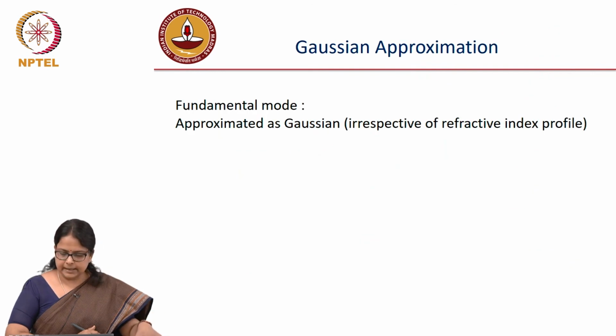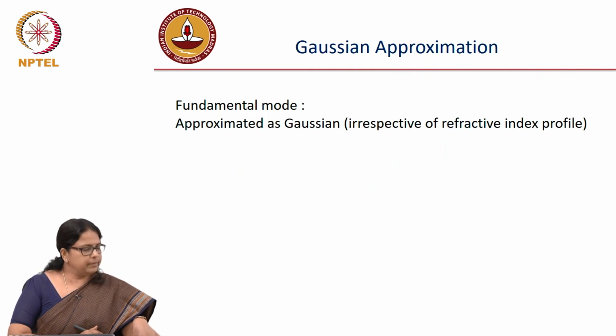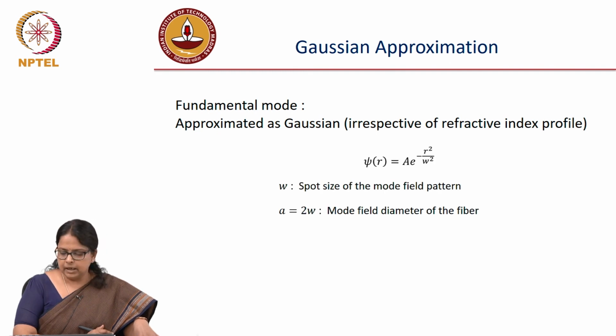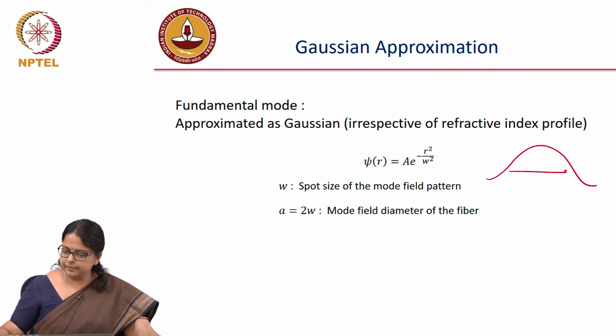Okay. One last thing is that in the course we will be talking about the fundamental mode, and even though it is represented by a Bessel function, for all practical purposes you can put it as a Gaussian. You can use a Gaussian function to represent that. Irrespective of the refractive index profile, so long as it is a step index profile, you can represent it as a Gaussian with e power minus r square by w square, where w is the spot size of the mode field pattern, which is this. A is 2w, the mode field diameter of the fiber.